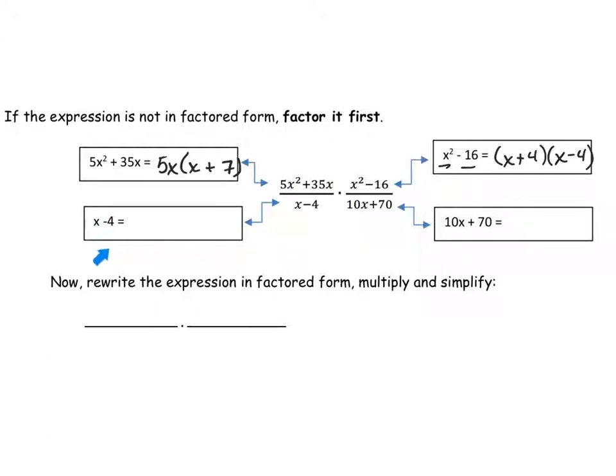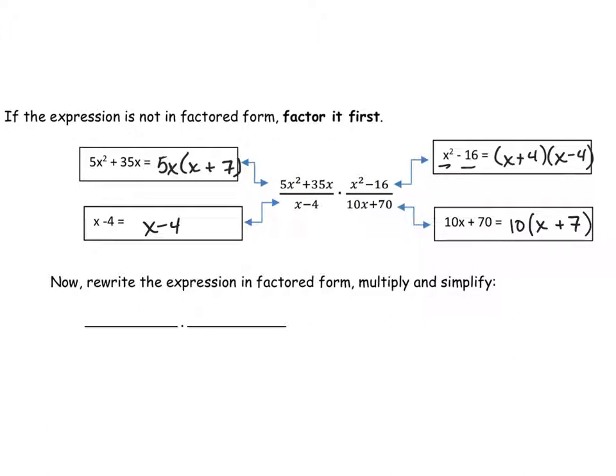Down over here, x minus 4, can't do anything with that. That's not factorable, nothing's being squared. So that one just stays x minus 4. And then 10x plus 70. 10 and 70 are both divisible by 10. We know that for sure because they both end in a 0. Anything ending in a 0 is divisible by 10. 10 times x gives me 10x, and 10 times 7 gives me 70.